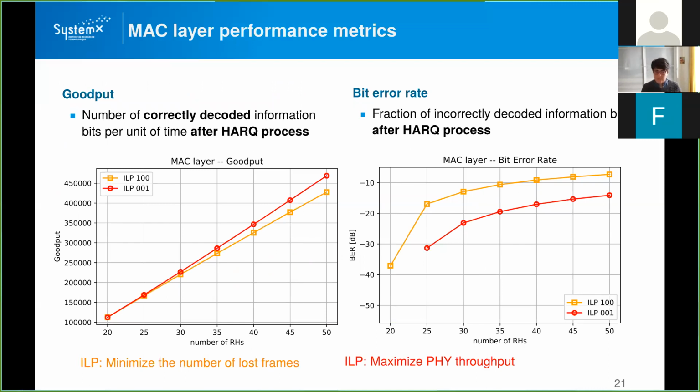And so we are going to look at the goodput as a function of the number of connected RRH. The goodput is the number of correctly decoded information bits after the retransmission process ended. And on the other side, we are going to look at the bit error rate, which is the same principle. We are going to look at the fraction of incorrectly decoded information bits after the retransmission took place. And so if we compare the two strategies that we defined before in this matrix, we see that the strategy that maximized the physical layer throughput gives a better MAC layer goodput, and gives us a smaller MAC layer bit error rate. So there is no doubt this is the strategy that we are going to prefer to implement in our system.